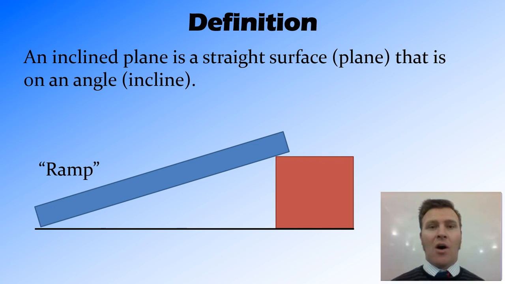So, first to define an inclined plane, and it's pretty much in the title there, a plane being a straight surface that is on an angle or an incline becomes an inclined plane. Now you may call this a ramp. That's a common name for it because ramps are a version of the inclined plane, but there are others as well.